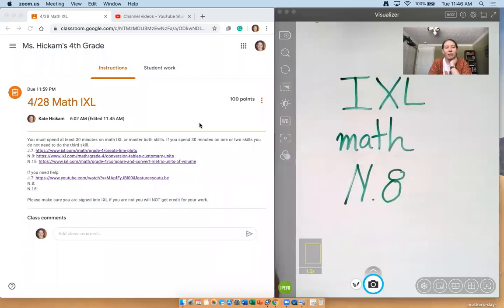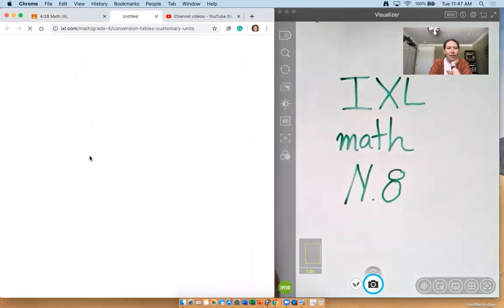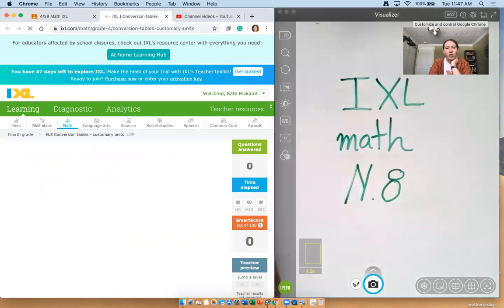All right, guys, so now we are doing N.8. So I click on my link, make sure that I have the correct one, so N.8, and that my name is in that top corner. Remember, these are randomly generated, so your problems might be different than mine.